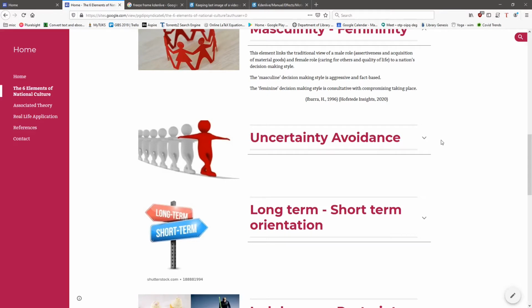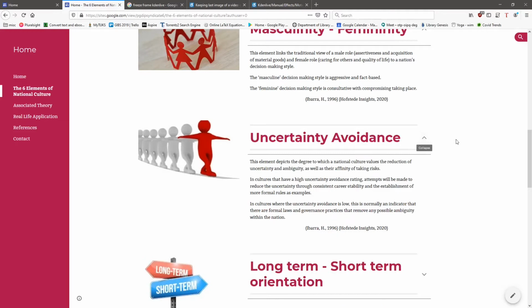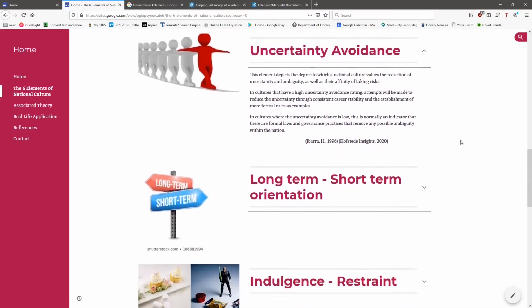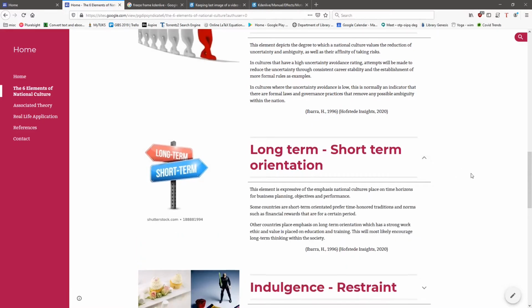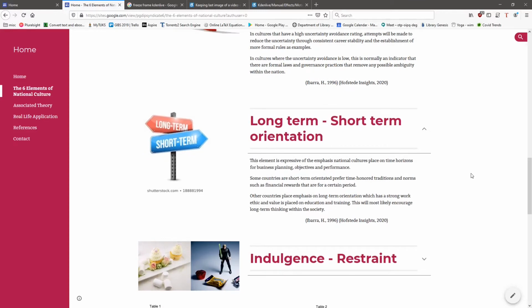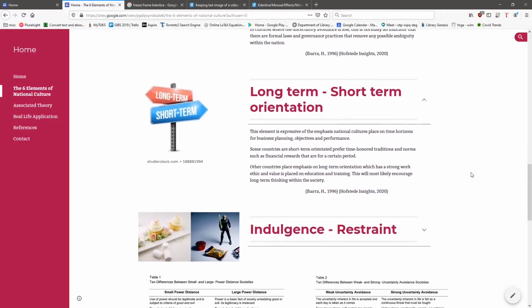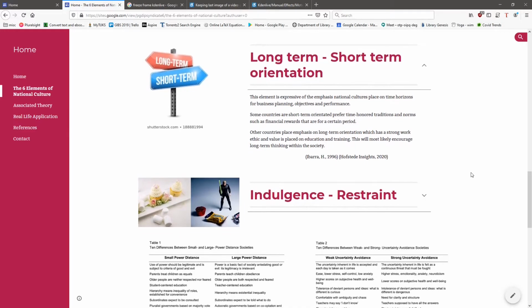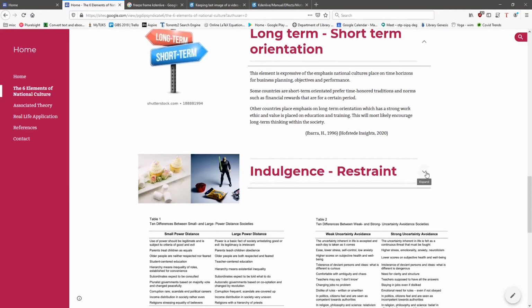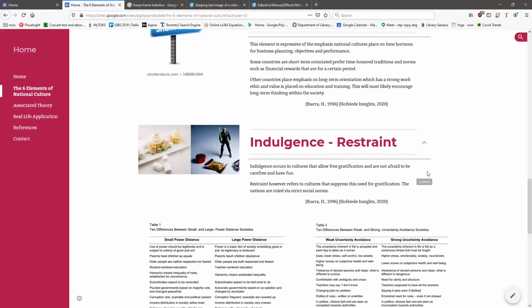Number 4, uncertainty avoidance. The extent to which people are comfortable dealing with the unknown. Number 5, long-term versus short-term. This speaks to the extent of emphasis on thrift and perseverance versus current spending. Finally, indulgence versus restraint. This speaks to the degree to which cultures allow or restrict free gratification.